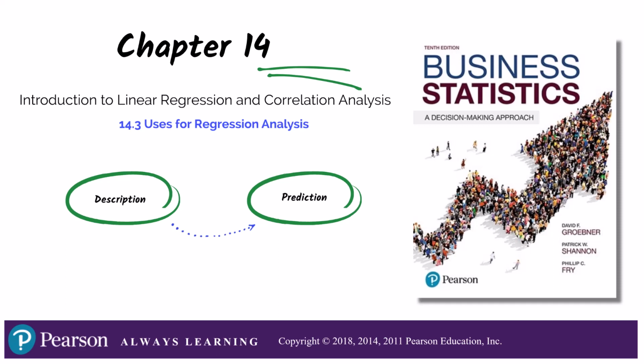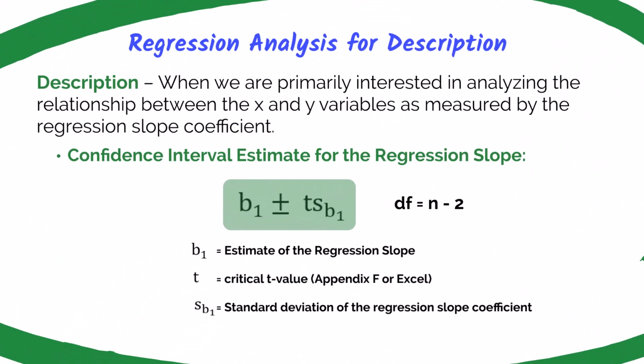Let's talk about what we mean when we say description first. Description just means that we are primarily interested in analyzing the relationship between the x and the y variables as measured by the regression slope coefficient. To help describe the relationship between the independent and dependent variables, we can develop confidence interval estimates for the regression slope. We learned how to do confidence interval estimates back in chapter 8, so this should look familiar.